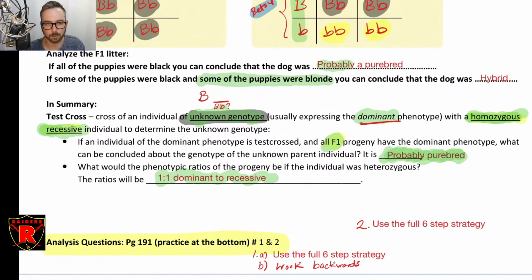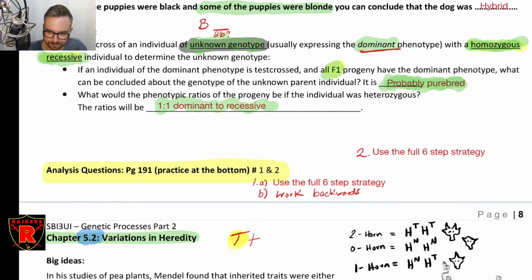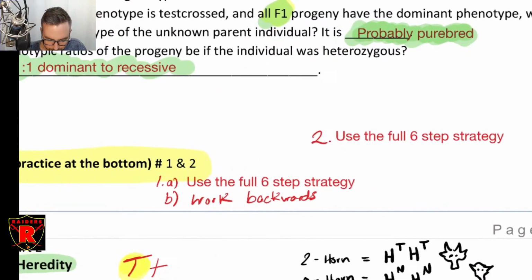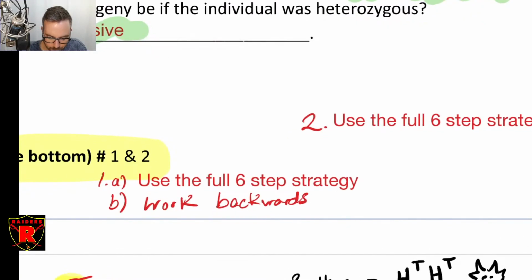There is at least one practice problem where you're going to use the idea of a test cross to figure out whether or not something is a purebred. Okay, so there are some questions that go along with this. They are analysis questions on page 191, number 1 and 2. The first question, number 1A, you're going to use that full 6 or 7 step strategy: let statement, genotype of parent, phenotype of parent, Punnett Square, genotypic ratio, phenotypic ratio. So that's the first part.